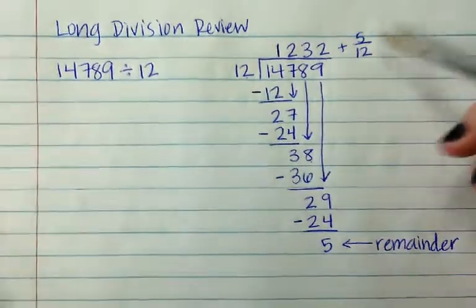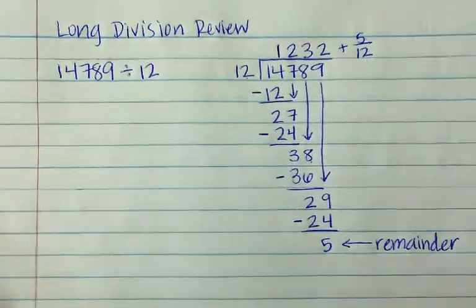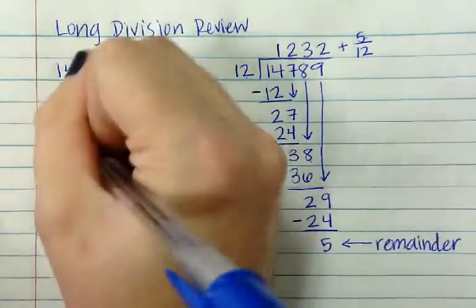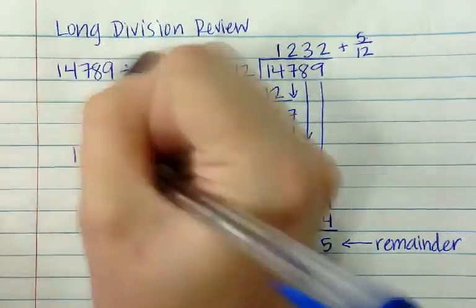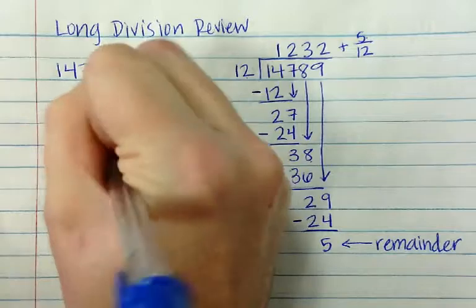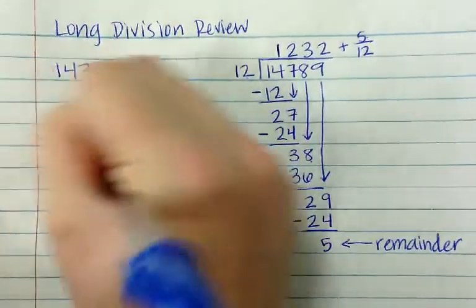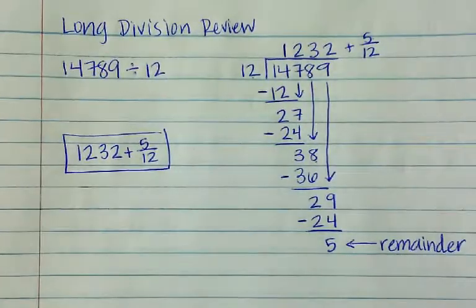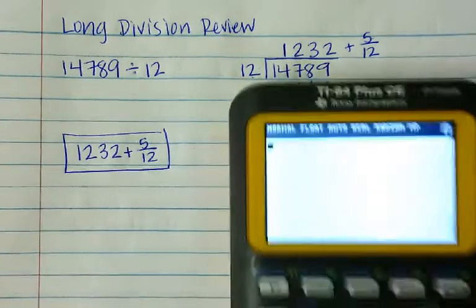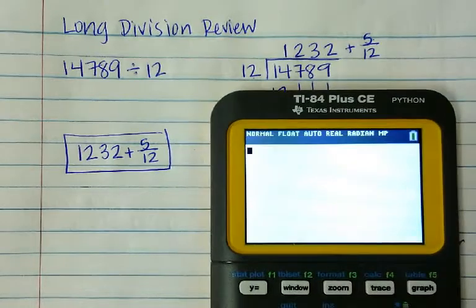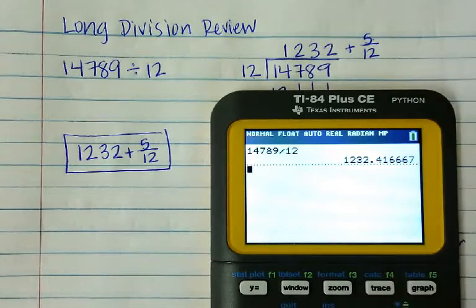All right? So your correct answer is 1,232 plus 5/12. Okay? Now, yes, in our world today, most likely you would just use the calculator, right? And we would type in 14,789 divided by 12, and you get 1,232.416667, and so on.